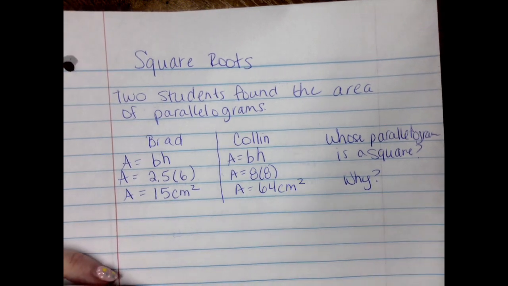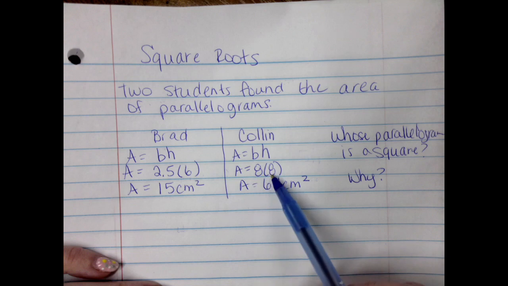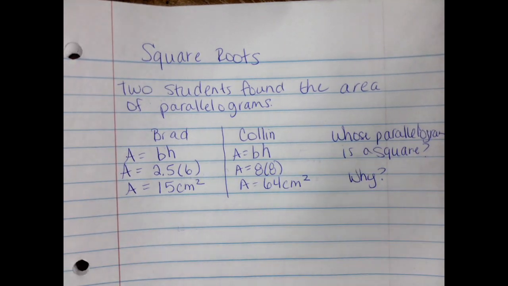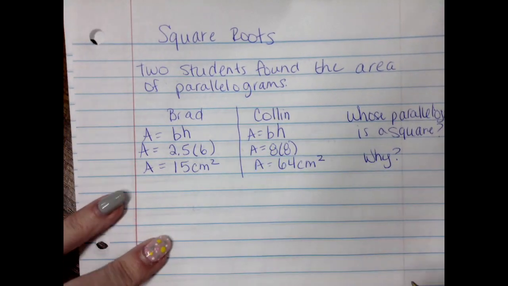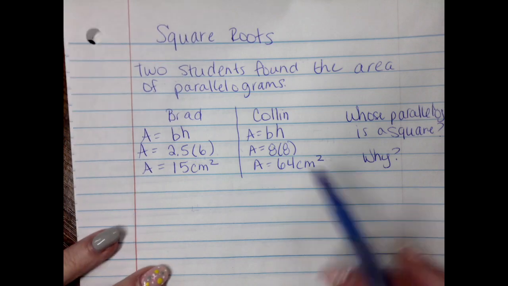Alright, Colin has the square, and we know it's a square because 8 times 8 is 64. 8 is the side length, both sides are the same, and in a square, all sides are congruent. So Colin is the square. We're going to use this to start talking about something that's called perfect squares.